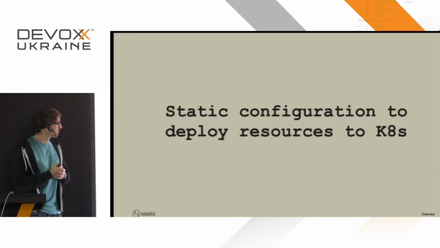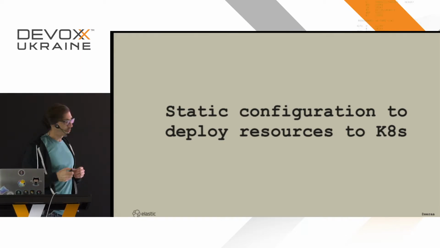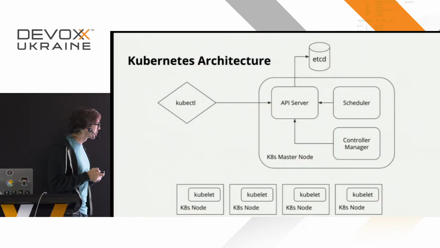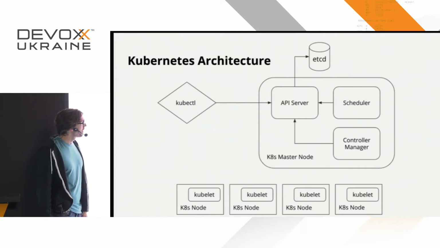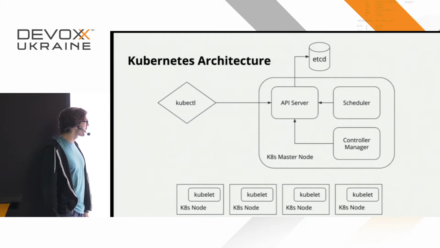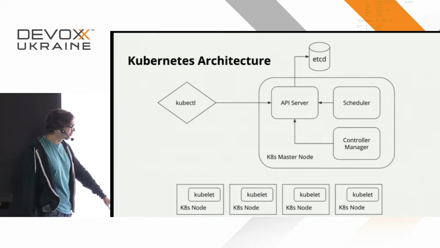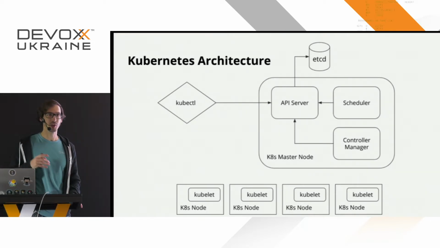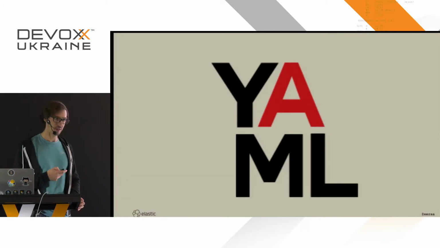Okay. So how do you run stuff on Kubernetes? Basically, static configuration to deploy resources to Kubernetes, and what you get with that is something like this. I guess most of you have seen that. You have the master node with the API server that keeps track of what is going on. You have kubectl, however you want to pronounce that, talking to the API server, and that will make sure that your kubelets actually run whatever you want on your nodes. This is the base architecture that everybody knows from Kubernetes. What you get with that as well is this, and lots of it.